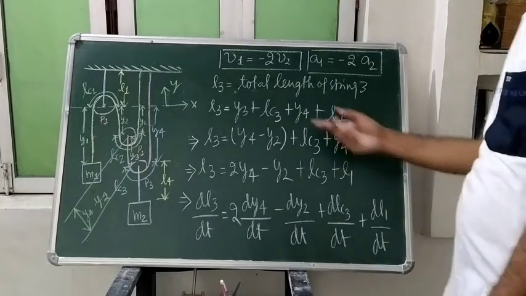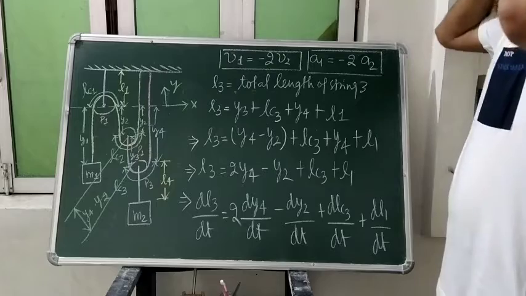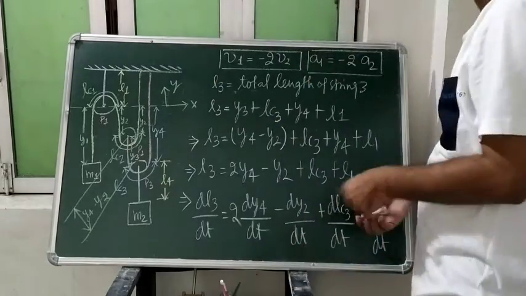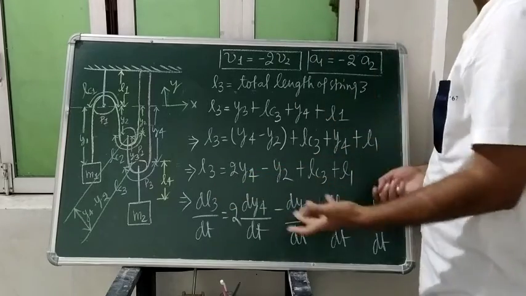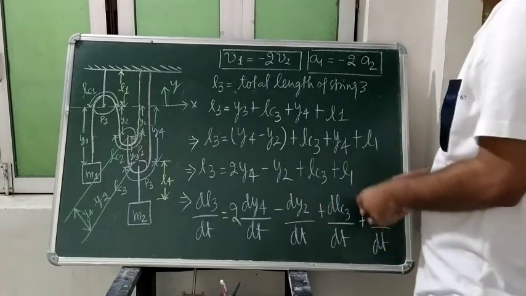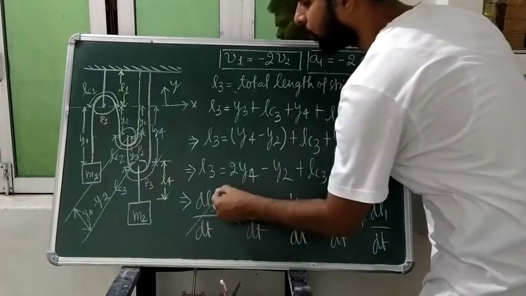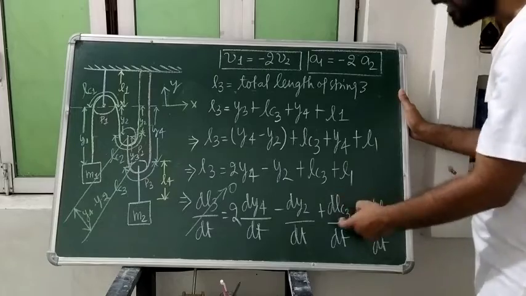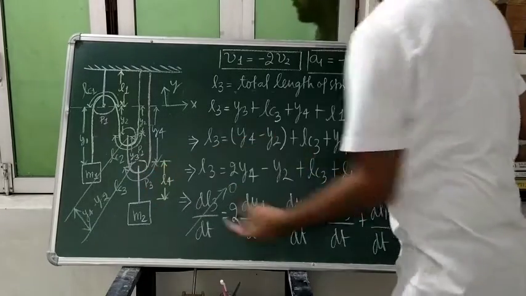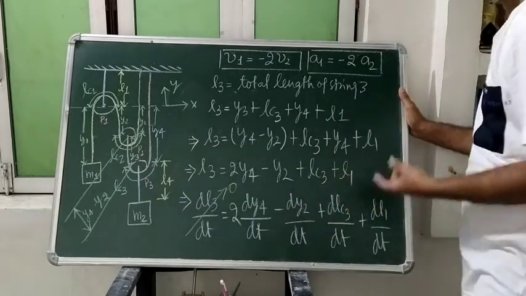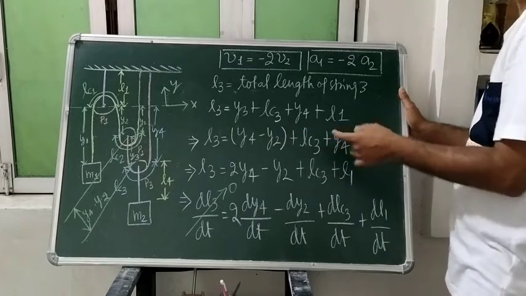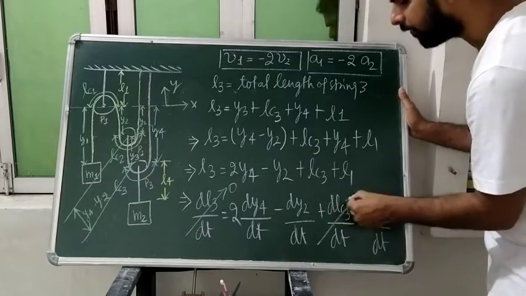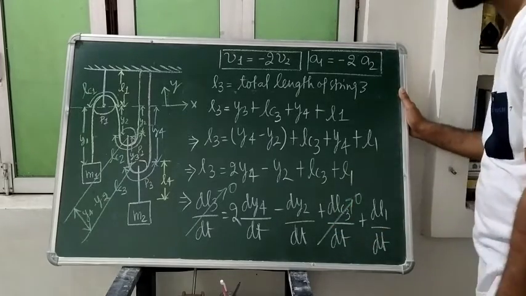So after writing the length of that string L3 and differentiating that with respect to time, what will we say, student? We will say that since the length of the string is inextensible, L3 will be constant, so differentiation of a constant will become equal to 0. And the length of the string over the pulley P3 is constant, it is not going to change. The same length we will get from the movement of that system. So it will also be constant, and differentiation of a constant will become equal to 0.